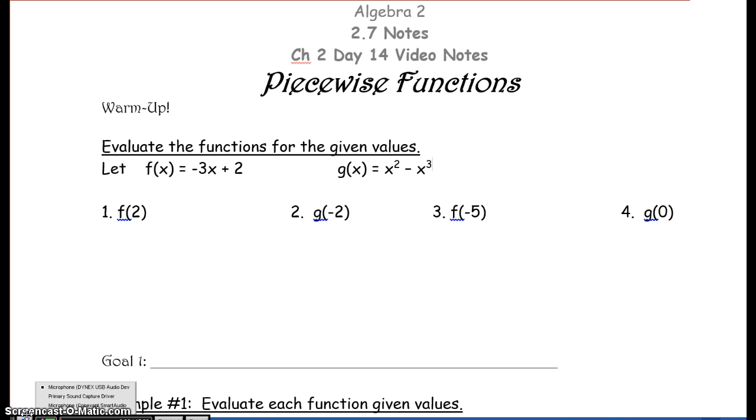In today's lesson we'll be talking about piecewise functions. We'll start by evaluating these functions in a couple of earlier problems, and then at the end we'll learn how to graph them, and we'll do one here in this video and one in class. Alright, let's start evaluating.